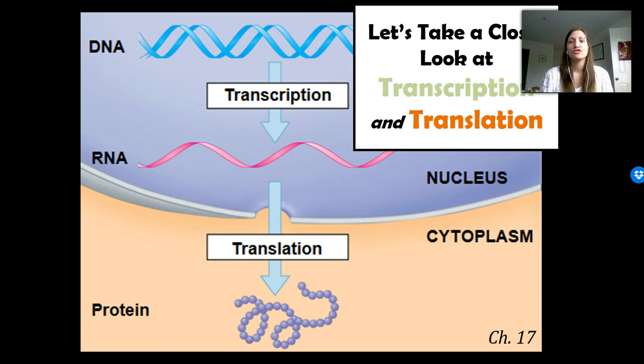This chapter covers translation and transcription, but in more detail than Chapter 16 did. Now remember, the central dogma essentially states how we go from DNA to proteins. So it goes DNA, RNA, proteins. DNA to RNA is transcription, RNA to protein is translation.